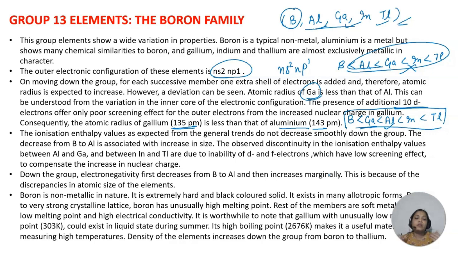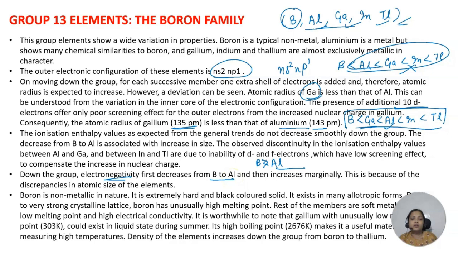Then if I am talking about electronegativity, first it decreases from boron to aluminium. Then it will increase. Again, why is it increasing? Because of the discrepancies in atomic size.